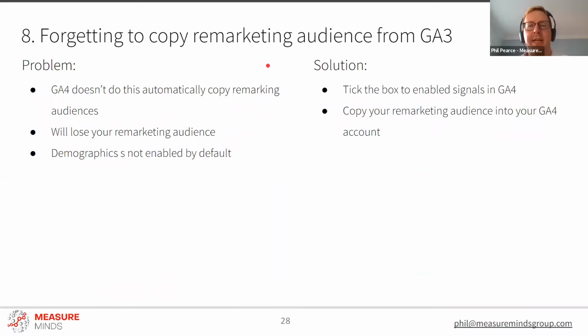On your remarketing list, I mentioned that your remarketing lists are going to get reset. So super important that you copy those over and import them into Google AdWords. Also, demographics doesn't get enabled in GA4 by default. You have to go in and tick the box for GA signals to turn that on. Then you can see demographic data. So just as a reminder, you've got to migrate those remarketing audiences. Again, it's not an automatic thing.